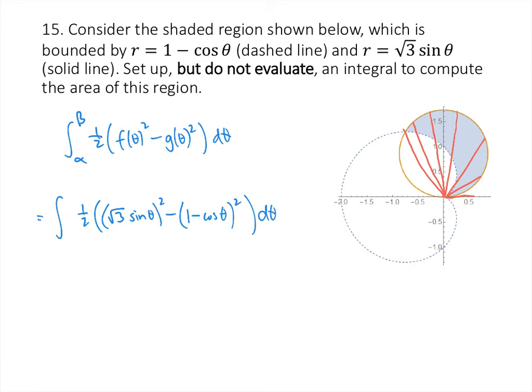So the only thing we don't know here are the bounds on my integral. Well, again, if I start rotating from the positive x-axis, I can see that the region starts right away at theta equals 0. And then the region ends at this point here where the two curves cross. So what does theta equal at that point? Well, one way that we can figure this out is by simply using guess and check.